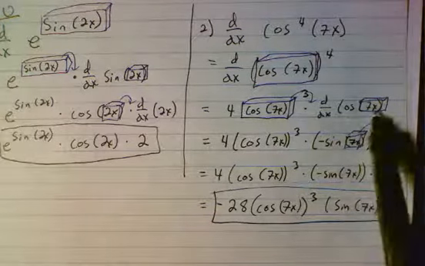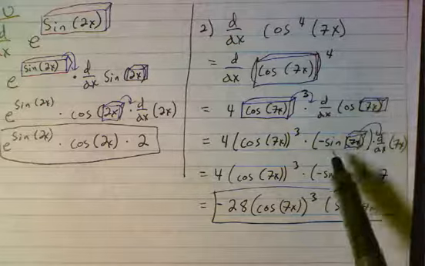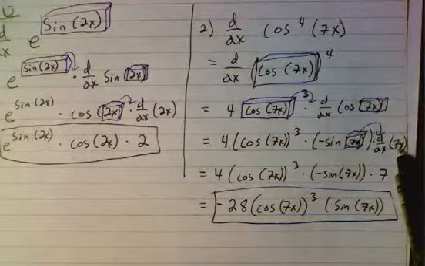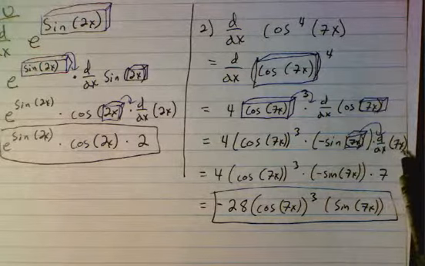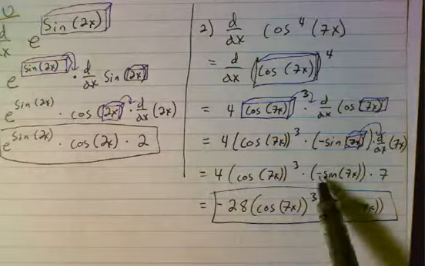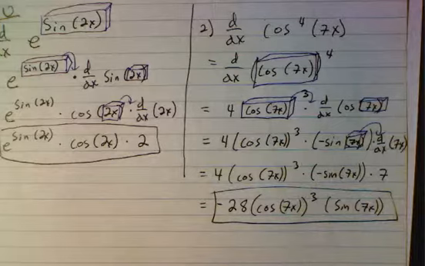I notice that there's another box function right here. So when I take the derivative here, the derivative of cosine becomes negative sine of whatever's in the box, and then the derivative of what's in the box, which is 7x. Derivative of 7x is 7, which gives me this line right here. Multiply the coefficients together to get negative 28 cosine of 7x, all that cubed, times the sine of 7x.